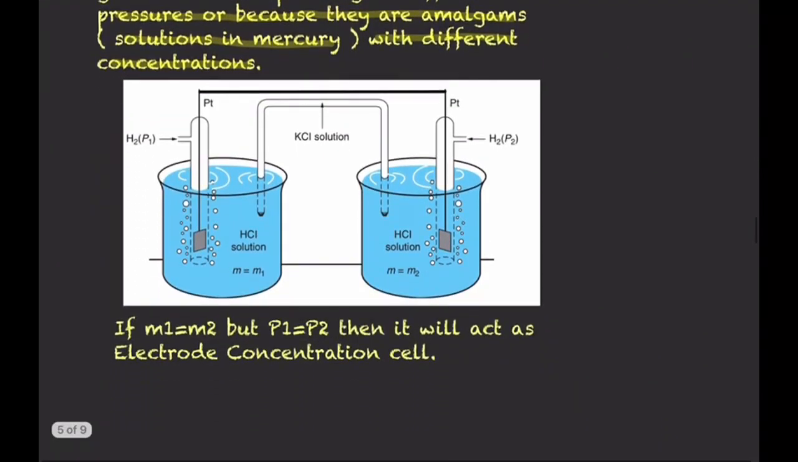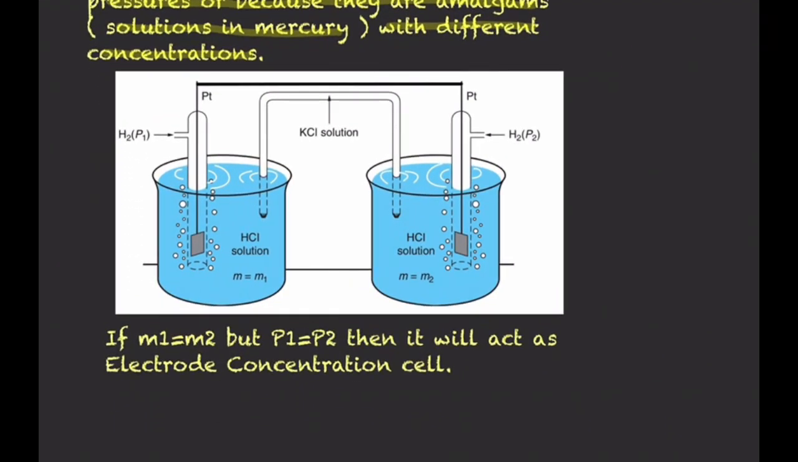In this example we can see that the molarity of HCl on the left hand side and the molarity of HCl on the right hand side are equal, M1 equals M2, but the pressure of hydrogen gas on the left hand side is not equal to the pressure of hydrogen gas on the right hand side, P1 is not equal to P2. Then we can say that this is an electrode concentration cell. So when the pressure of hydrogen gas at the two electrodes is different but the concentration of H plus ions is the same, it is an electrode concentration cell.